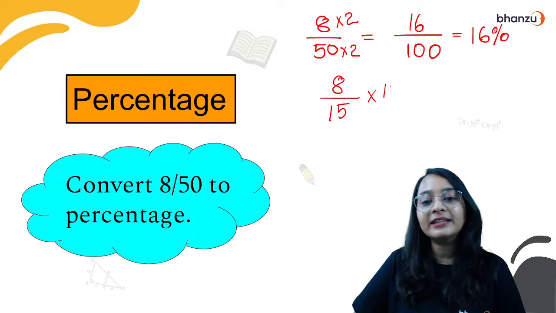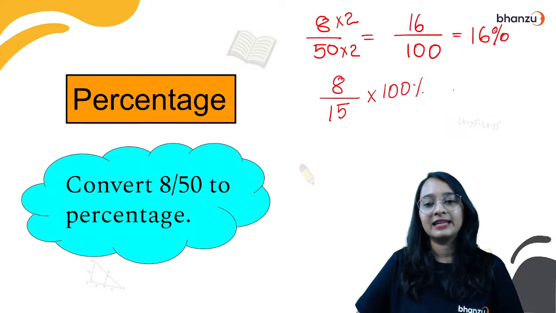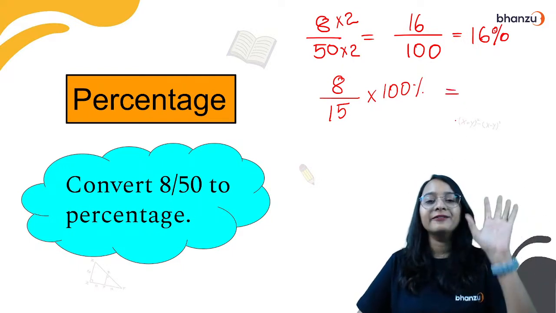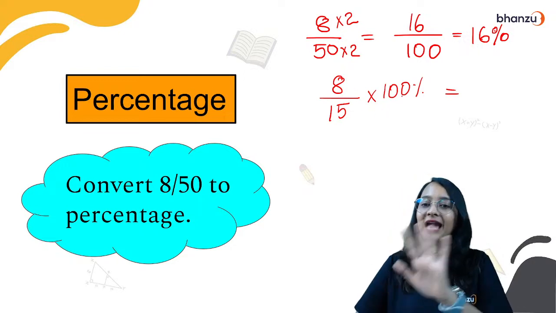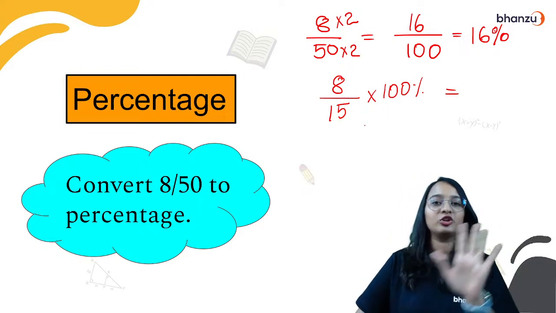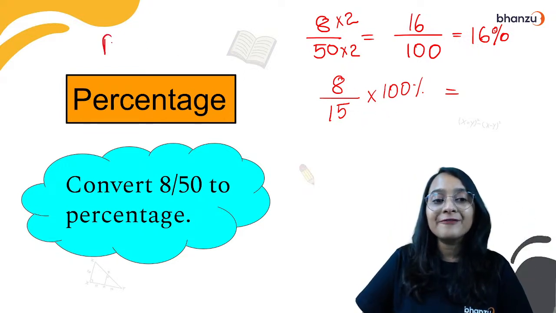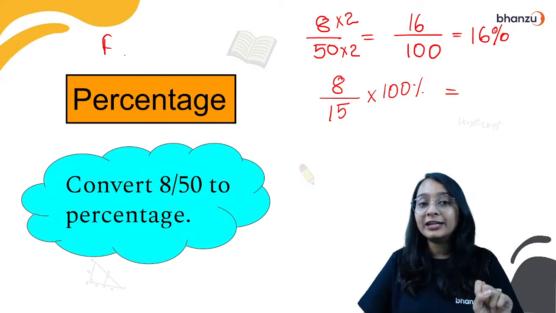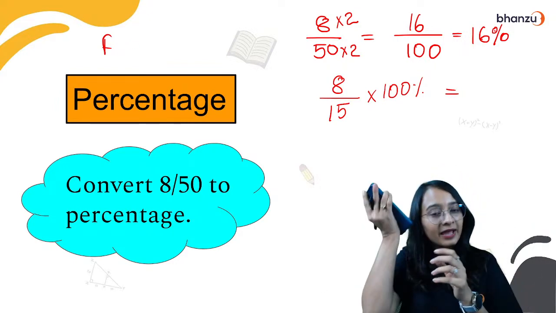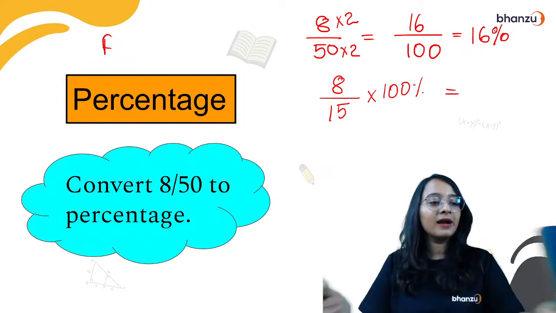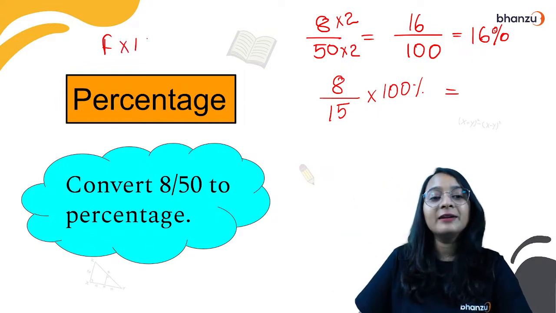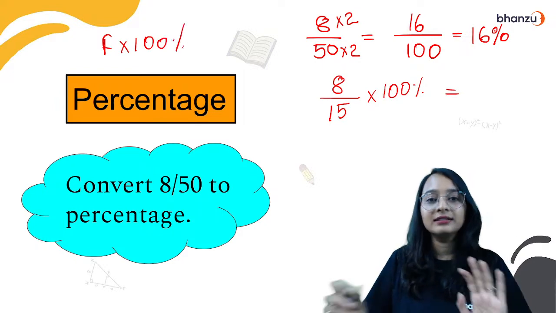We multiply the fraction by 100%. That's it. That's all we do. We multiply the fraction by 100 and then we cancel out, we simplify and get to the answer. So whenever you have a fraction, how do you convert that into a percentage? You multiply that with 100%. Right? That's it.